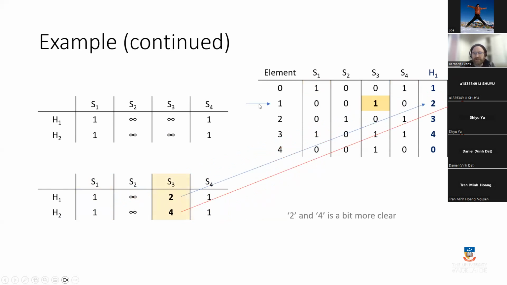Now we go to the next one. This one is a 1, so we're only going to consider row 3. Now we get a 2, and this one is a 4. Okay, that's more clear. I can see what's going on here. But what do this 2 and this 4 represent?